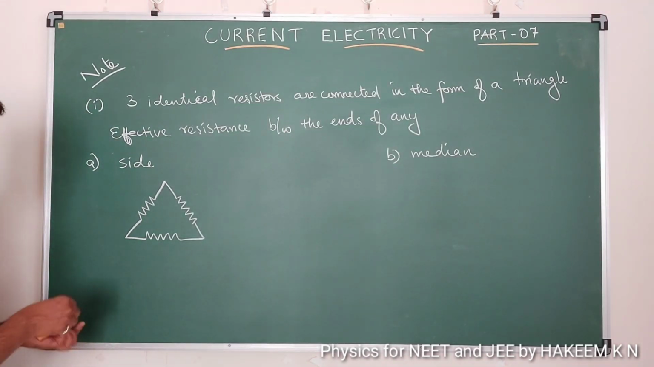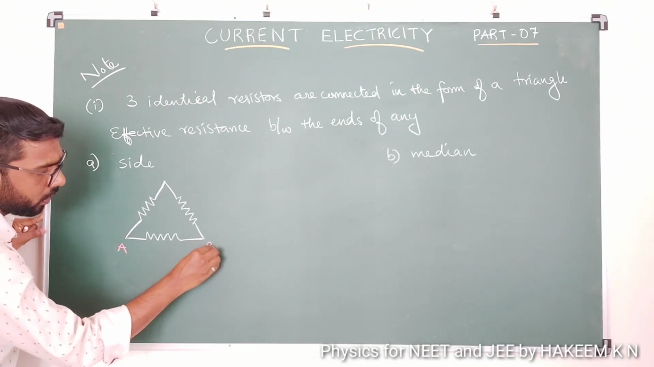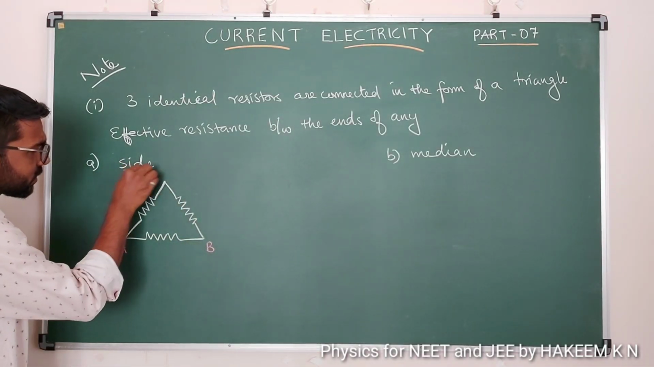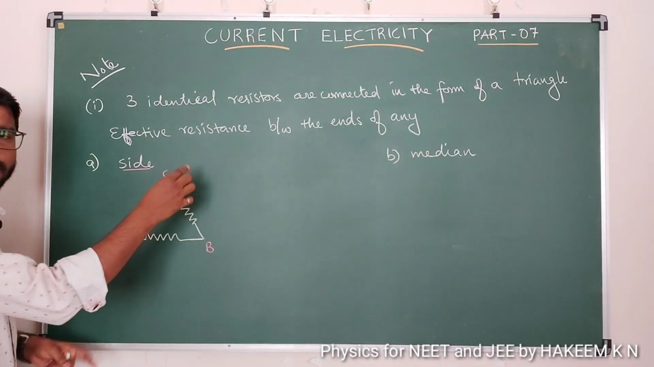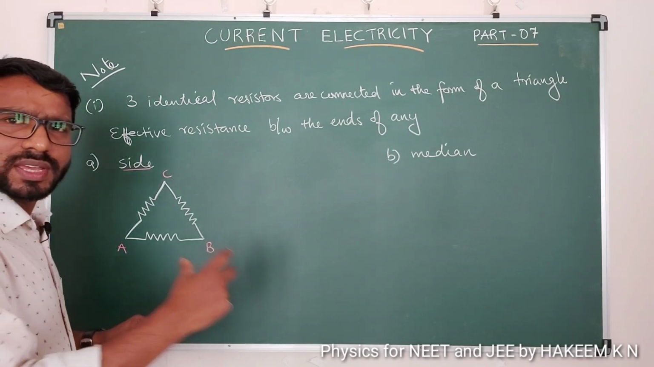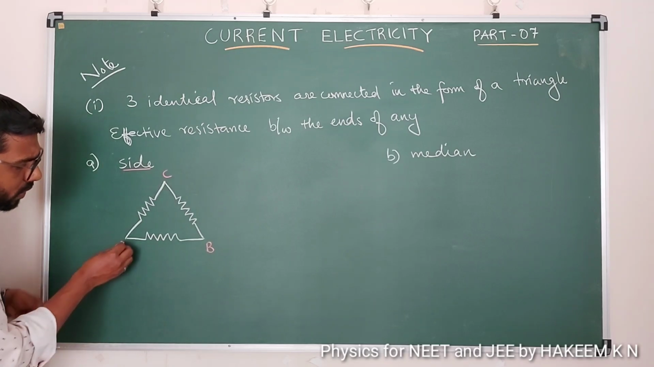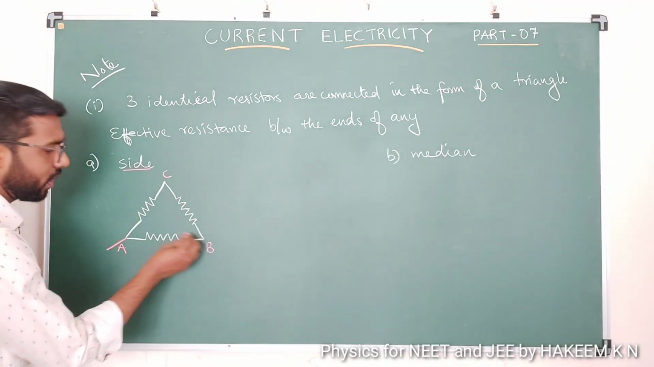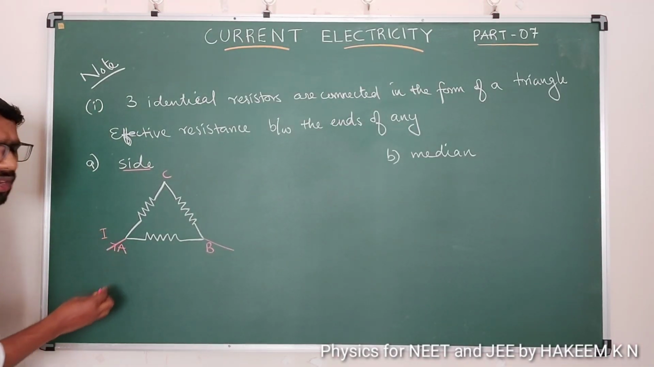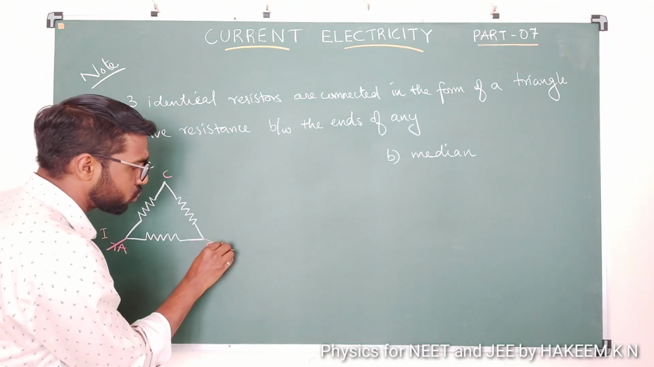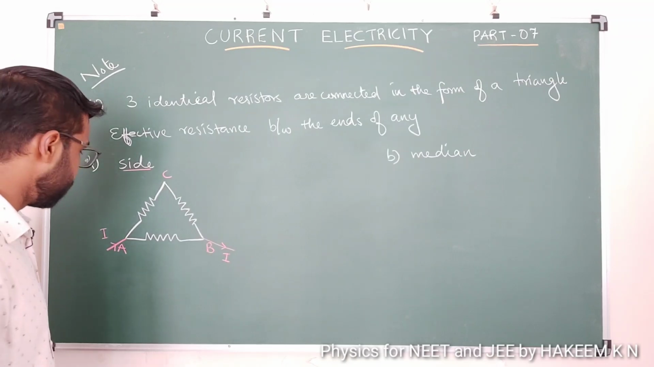Okay, these are 2 points A, B across any side. We can select side AB or side BC or side AC, and just assume we are selecting the side AB, with current entering at A and leaving at B. So I is the current entering at A, so that current I should leave from B.